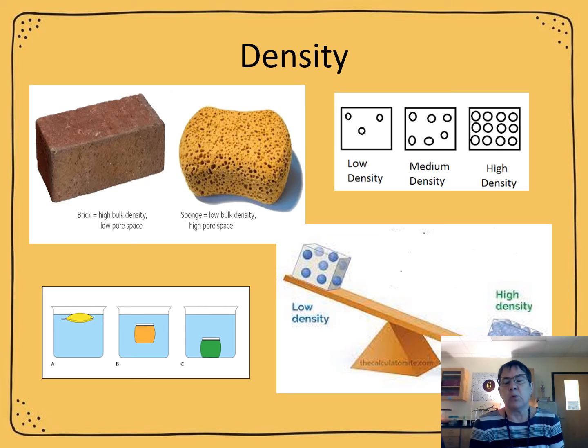In the upper right, you'll see a really good example of low, medium, and high density. You can see the high density has a lot of matter packed into the same space. Then the low density has only a teeny bit of matter packed into the same space. Density is going to determine whether an object sinks or floats. Something with a very, very high density is going to sink quickly to the bottom. Something with a very, very low density is going to rise to the top.